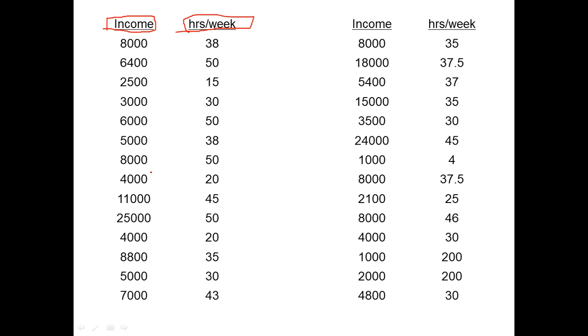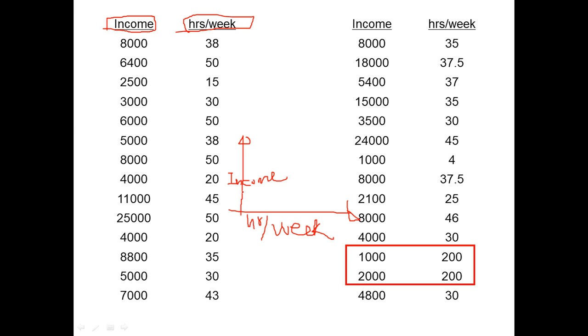Income is dependent on the hours of work. Yes, correct. So income will be on the dependent y axis, and hours per week will be here. We will plot like this, with income here. Our first step is finding out which is dependent and independent, then trying to plot them. Now, the second step.